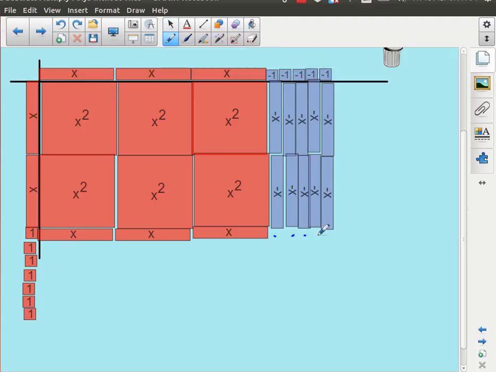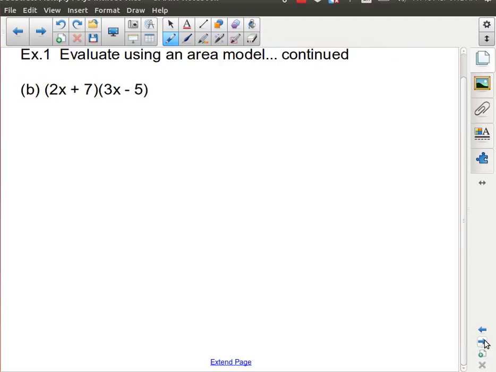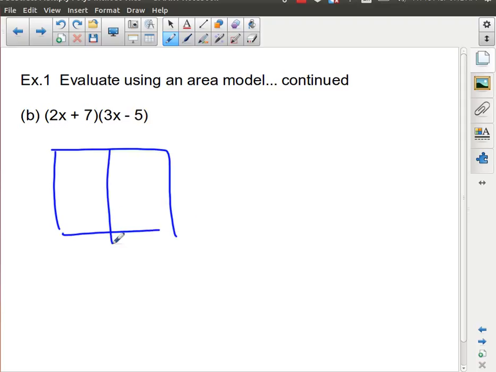I need to put tiles here, and then I need a long tile, long tile, long tile, more small tiles in there, long, long, long. And you can see the number of tiles that I'm filling in here really gets out of hand. An area model uses a lot of the same thinking, but it really condenses things because once again, we're just using this generic 2x2 grid. So now I'm going to say 2x plus 7, 3x minus 5.